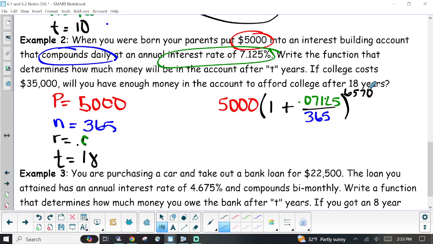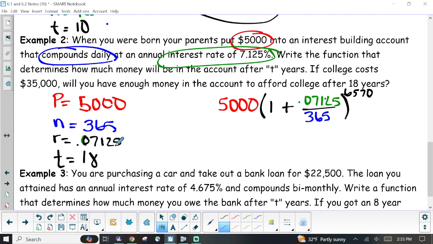So, guess what I do now? Are you confused? Are you confused by the 6570 as the exponent? Remember I just did n times t? Oh. What's up? No, it's not. You skipped it. And I also realized that it's 2:30.